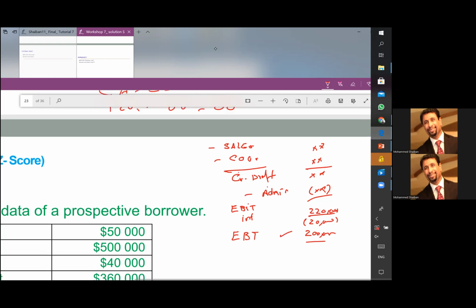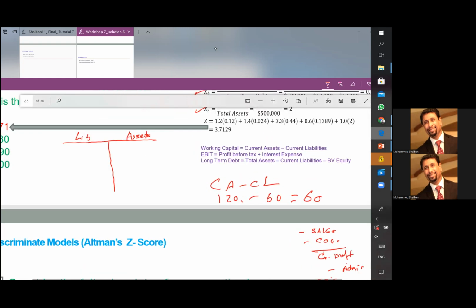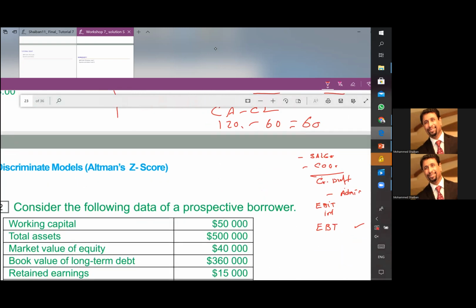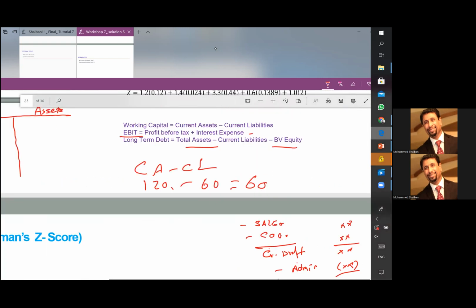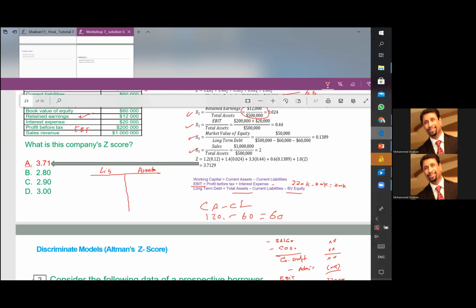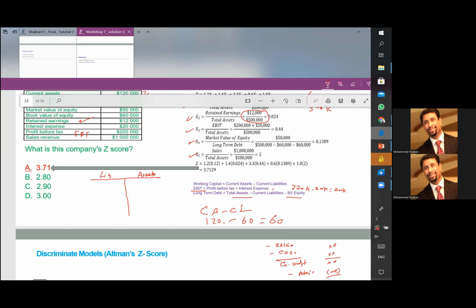Now I just make it easy here. I said earnings before tax, which is profit before tax plus interest expense, which means I did the same thing, which is this one. 200,000, which is 200,000. 200K minus 2K. That will make you 200K. So now I get this one. Which is this one.